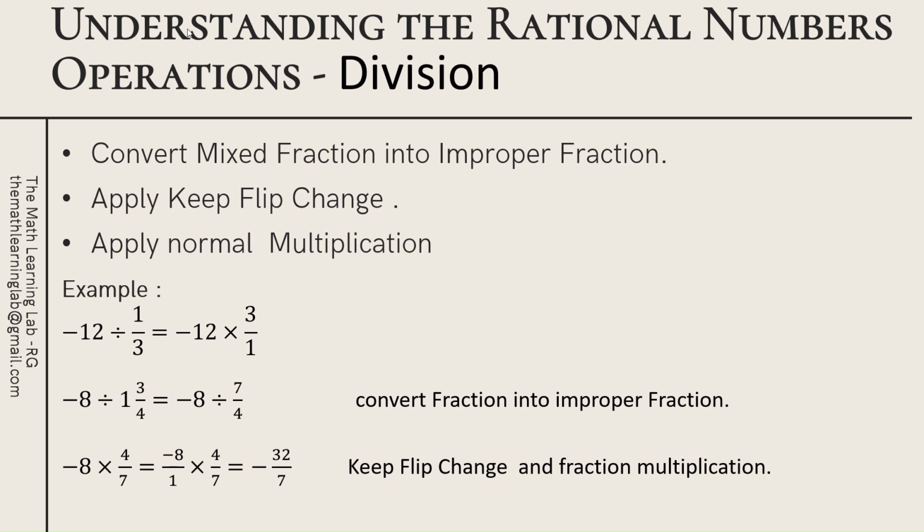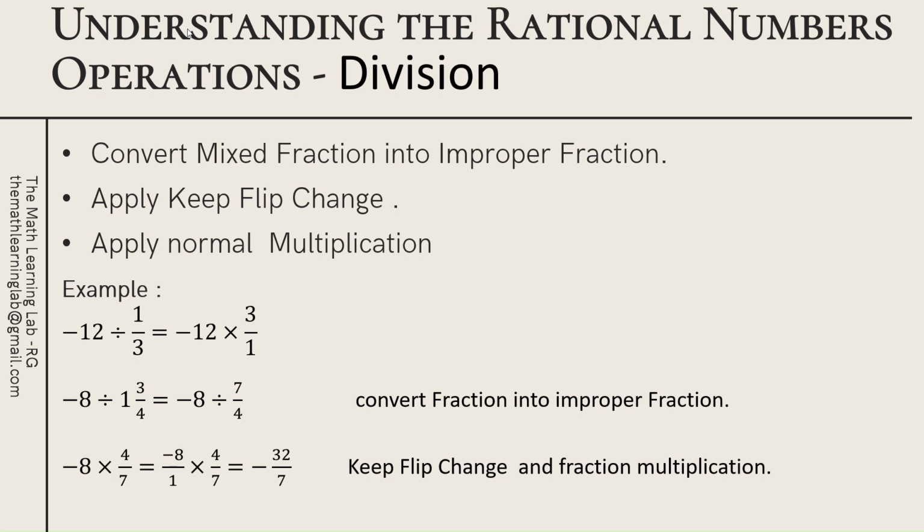So for example, you have to do negative 12 divided by 1/3. You have to keep negative 12 as it is, convert division into multiplication, and flip the 1/3. The 1/3 would be converted into 3 over 1, which should be equal to negative 36.